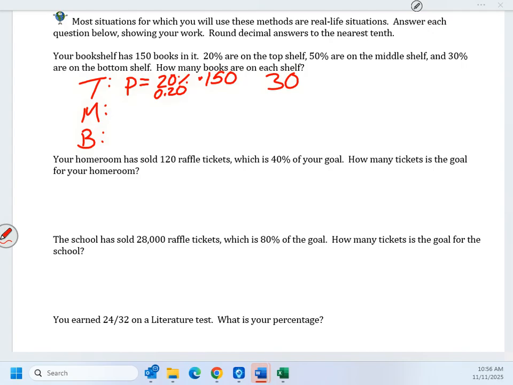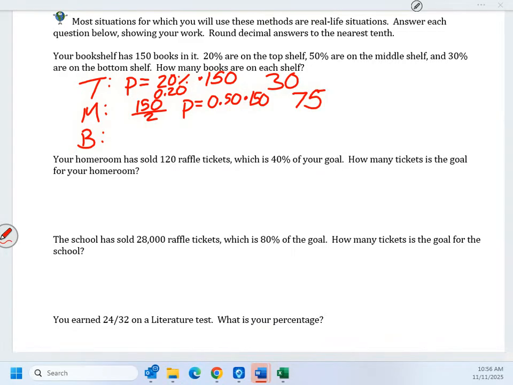Middle shelf. 50% are on the middle shelf. Do I have to do the big equation? No. Why not, Henry? Because 50% of 150 is just 150 divided by 2. Half. 50% means we divide by 2. Okay, you could do the equation, part equals 0.50 times 150. Multiplying by 0.5 is the same as dividing by 2. You get the same number. What is half of 150?